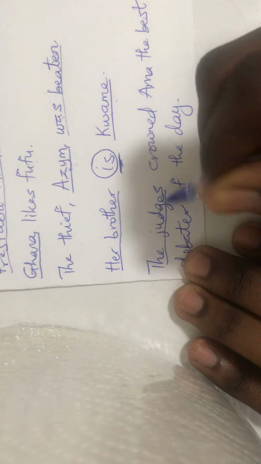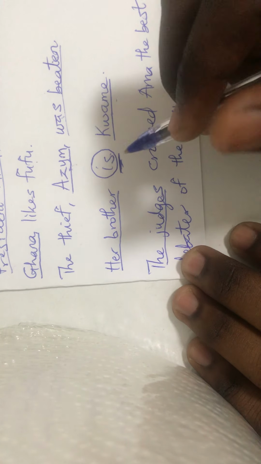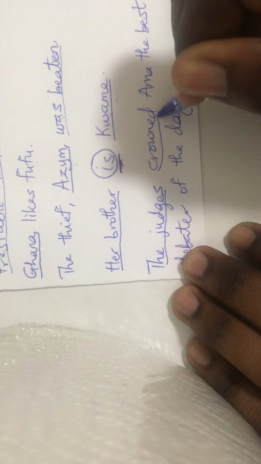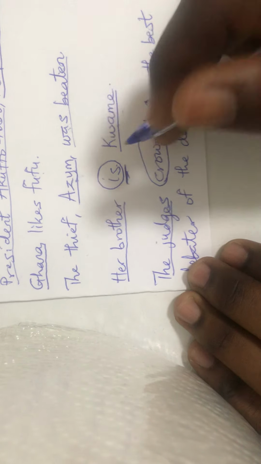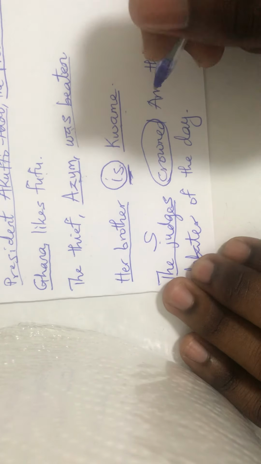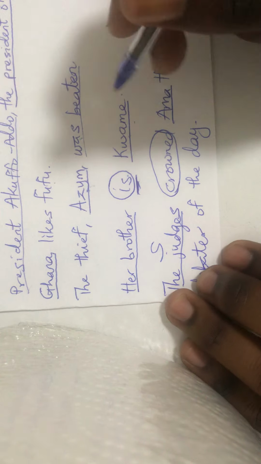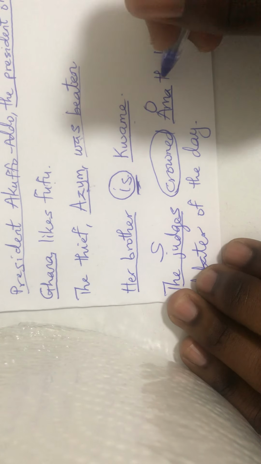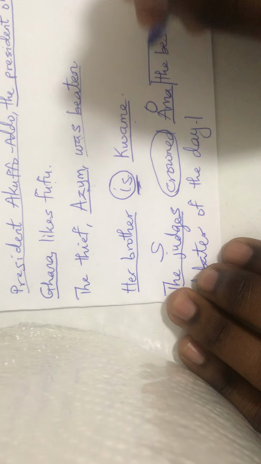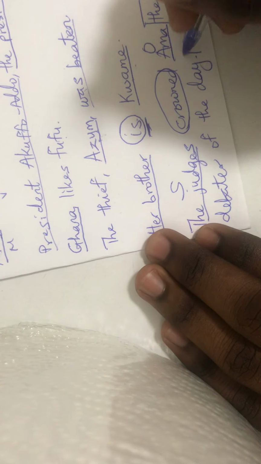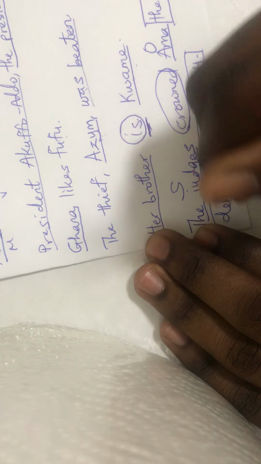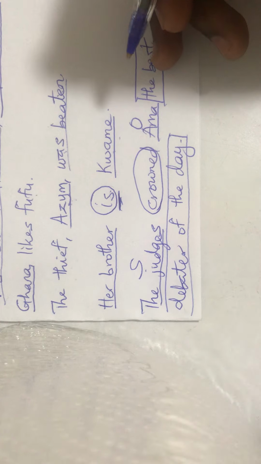So the judges is our subject because they are performing the verb crowned, the action crowned. So our subject, who did they crown? They crowned Amma, so our object. But then we have something again after this. So what is it telling us? It said they crowned Amma. What did they crown here? They crowned here the best debater of the day.